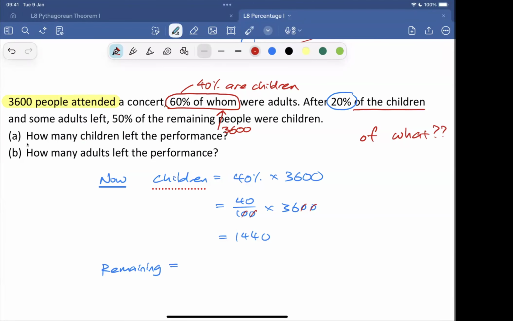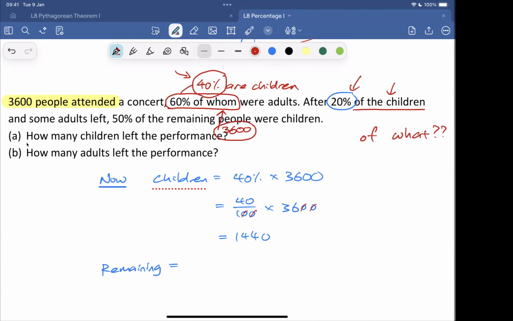Now, you read this. Of what? The children. That's what we said. How can you take 40% minus 20? Because this 40% is of the 3,600, right? Yes. They are not the same, you know. This 20% is of the children. What about this 40%? Is it of the children also? It's of the total people, right, Araf?